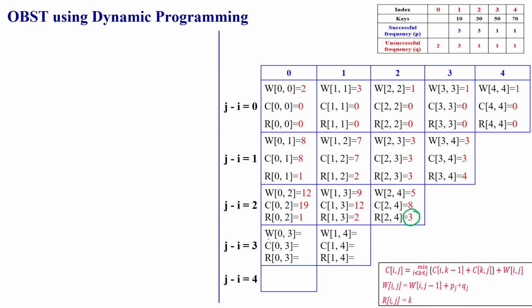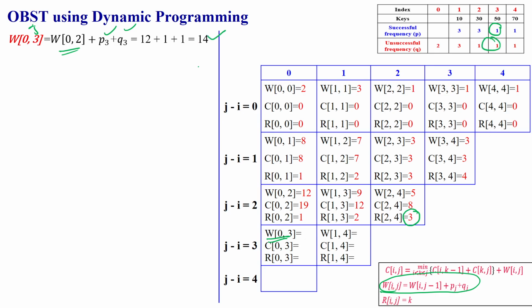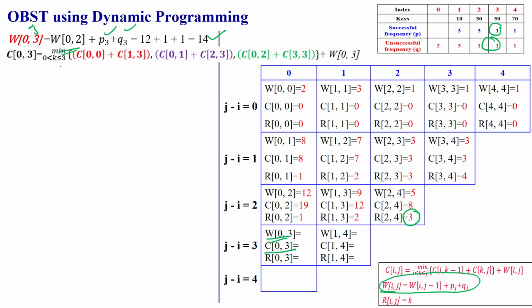Now I have to calculate w of 0 comma 3, right? So here when you are substituting the values in this formula, you will get w of 0 comma 2, j value is here 3, p3 plus q3. Then when you are substituting the values from the given table, you will get the 14. Now we have to calculate c of 0 comma 3. So here k is having three options: k equal to 1, k equal to 2, k equal to 3. So for these three we have to identify the values.